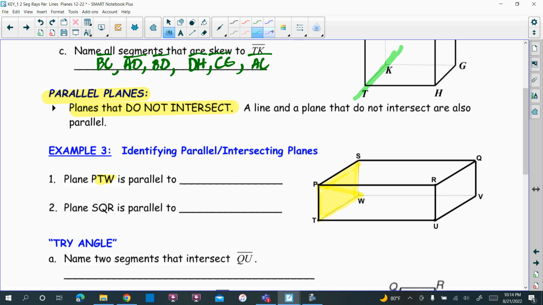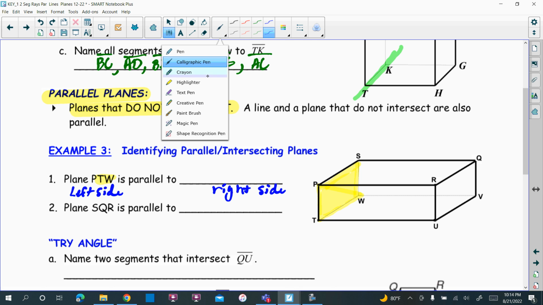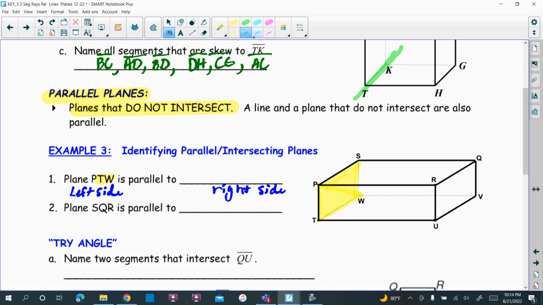So right off the bat, just describing it, I know this is the left side of the prism. So to be parallel, I'm looking for the right side. And when I identify that or name it, I need 3 points on that plane. And so I'm just going to highlight it here. So I could go from R to Q to V, or I could say R to U to V. I just need 3 points that are not collinear to name that plane.